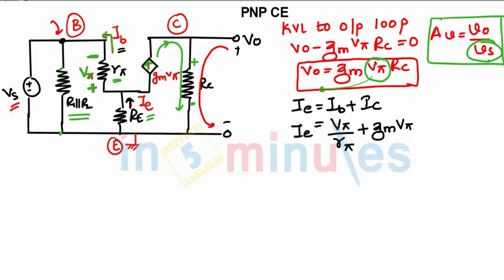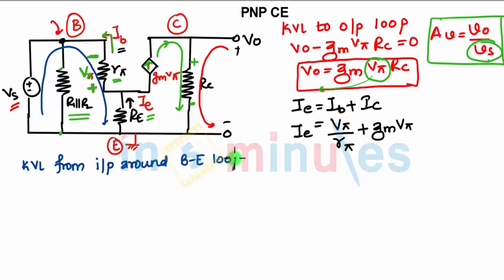When you are applying KVL from the input around the base emitter loop to the ground, what will the equation be? I have Vs, I am leaving with positive sign, so plus Vs; I am leaving with positive sign, so plus V pi. And what is the current into the resistance? IE into RE, I can write as plus IE into RE equals 0. So I can write Vs as minus V pi.